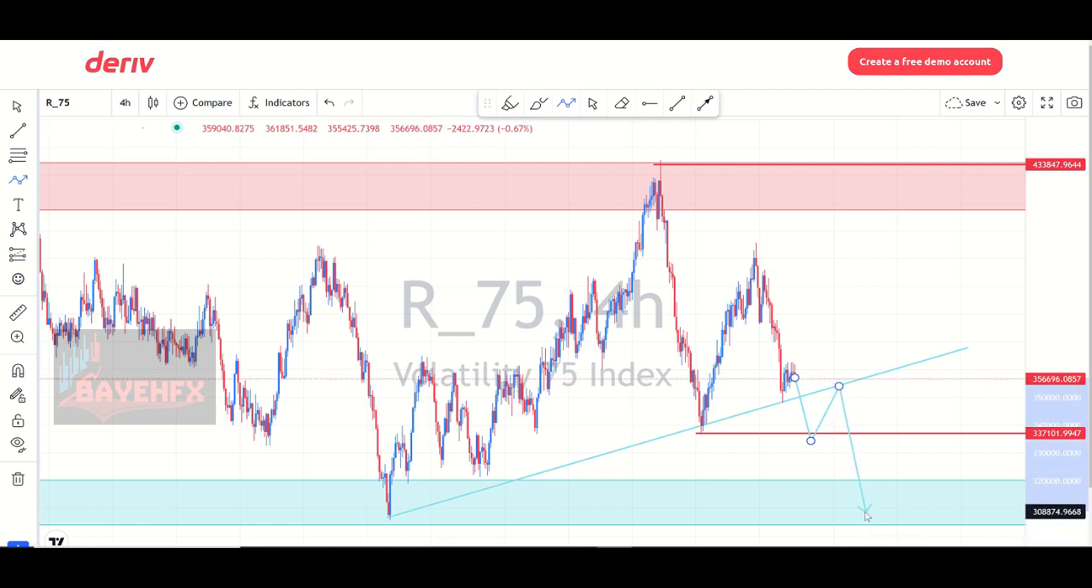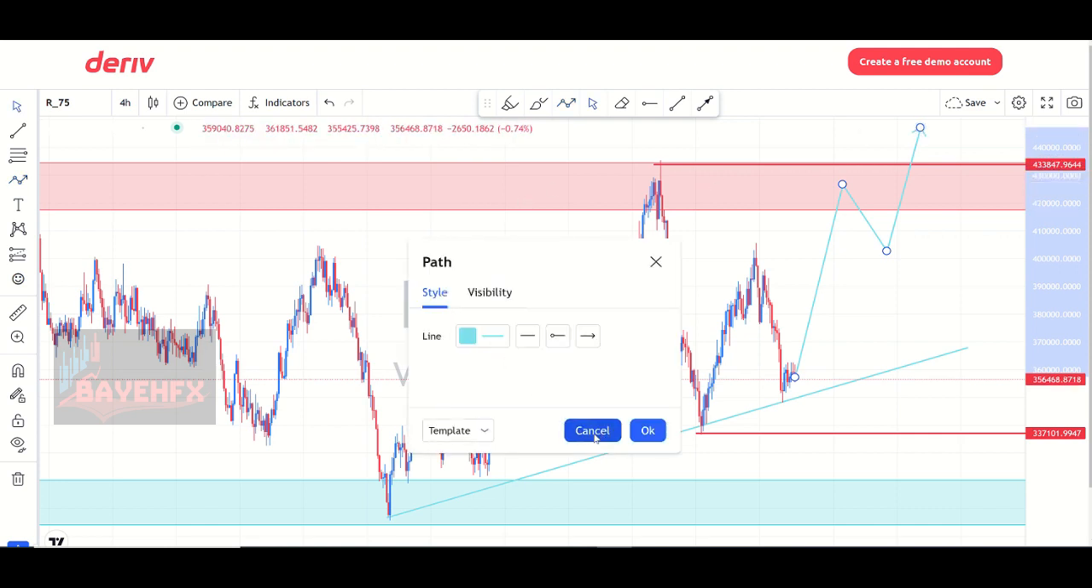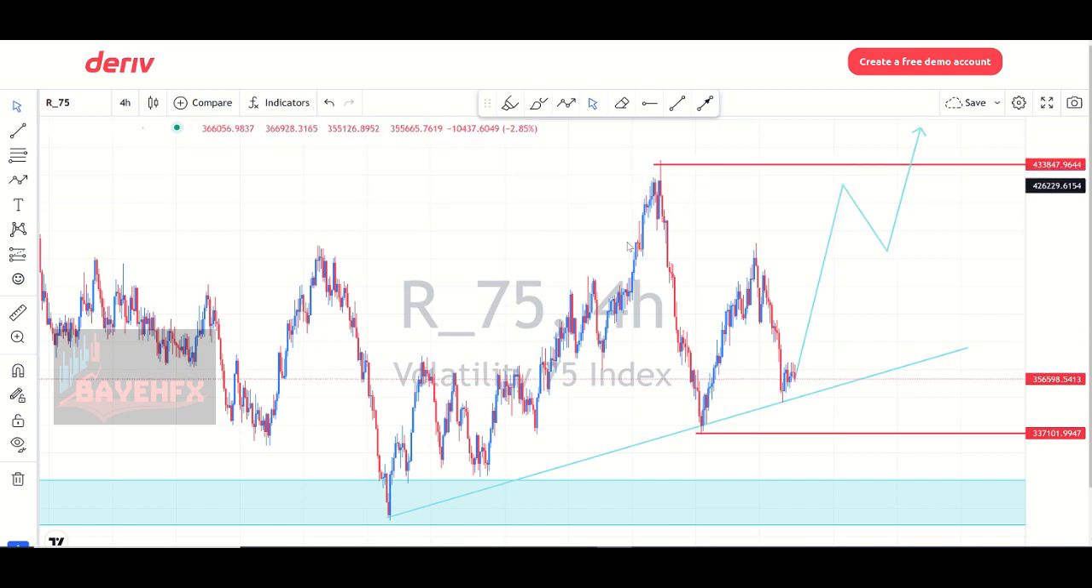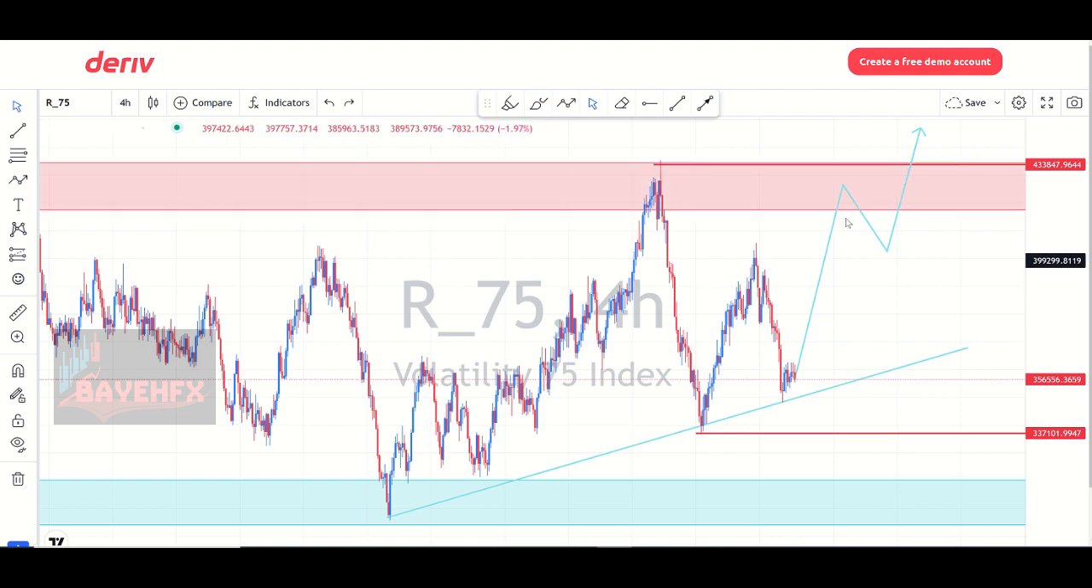From here, we'll be looking for possible rejections to the upside. But if it fails to make a new low here, this could signal a change of direction. So what we need is for the market, after failing to make a new low, to create a new high here. Then we go back to exhaustion, and then we move back up. We continue our bullish trend to the upside. But for now, what we're seeing here is a bearish continuation pattern to the downside.